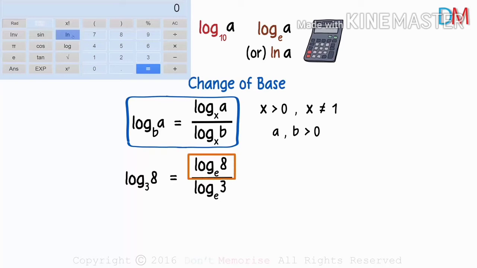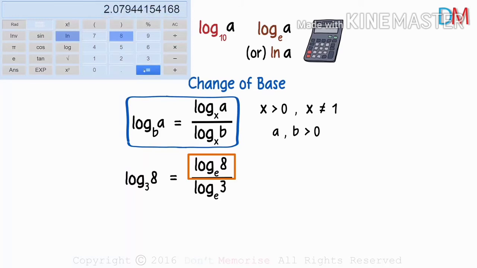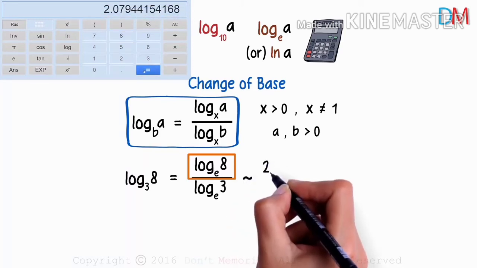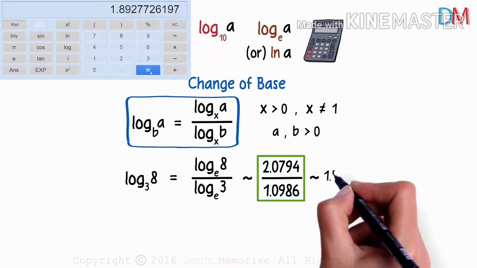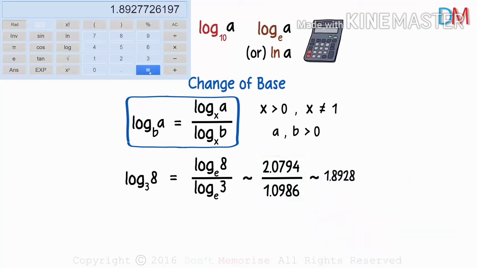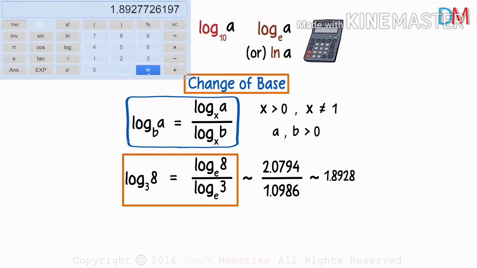The numerator is the natural log of 8. The natural log of 8 approximately gives us 2.0794. So we write 2.0794 in the numerator. In the denominator, we have the natural log of 3. That'll approximately give us 1.0986. We write this in the denominator. And this value can be easily calculated using the calculator. 2.0794 over 1.0986 will give us 1.8928 approximately. That's one of the ways in which change of base helps us.